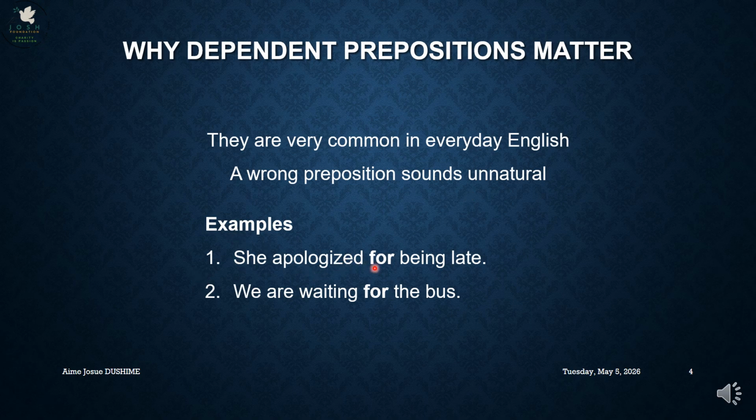When I say she apologized for being late, we can also say we are waiting for the bus. We are using this preposition because it is the one that goes with apologize. It goes with wait. She apologized for being late. We are waiting for the bus. They are very common in our modern English, and using the wrong preposition might result in breaking the meaning or also changing the meaning which you didn't want to.